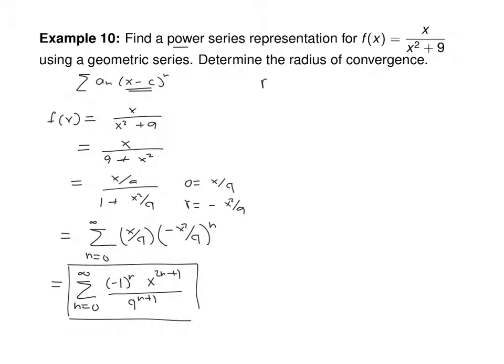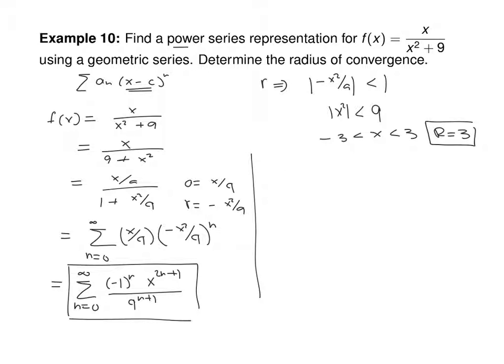For the radius of convergence, we have to have the absolute value of negative x squared over 9 less than 1, which means x squared is less than 9, which means that x is between negative 3 and 3, so the radius of convergence is 3. Here is what is wrong.